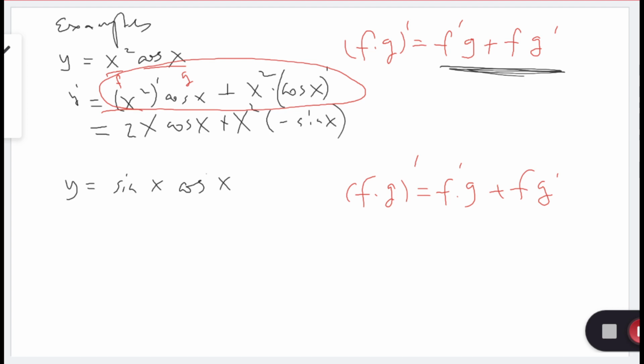All right, let's see next one. Next one is sine x times cosine x. Again, it's a product. So we're going to apply the same product rule.